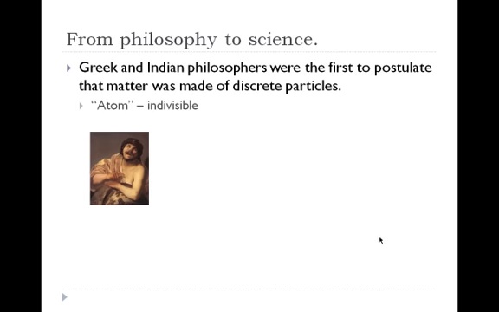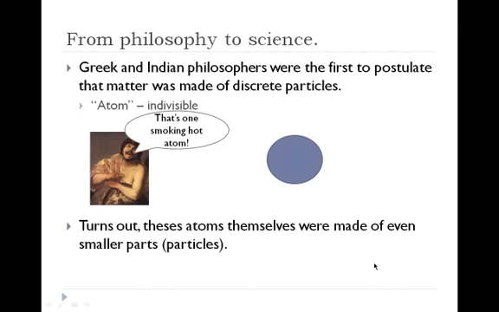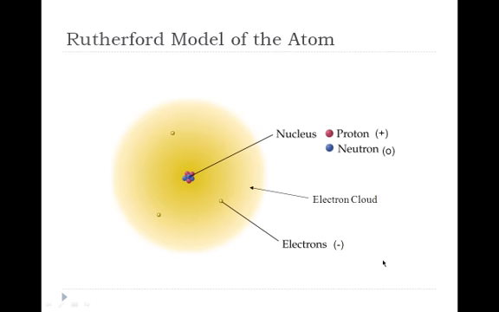So one of these philosophers came up with the idea that the atom is indivisible, which means if this circle is my atom, I can't divide it into any other parts. That's one smoking hot atom. All right, so turns out these atoms themselves were made of even smaller parts, particles. So these philosophers were actually a little bit wrong, because what they defined as atoms actually do have parts that they can be divided into.